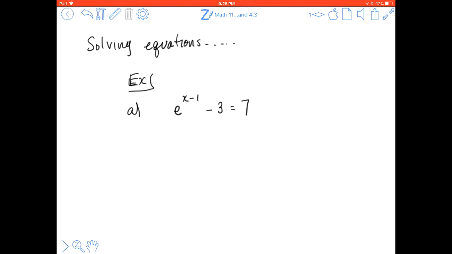So for the first type of equation, an equation that involves an exponential expression, we've got to isolate that exponential term. So e to the x minus 1 needs to be all by itself on the left side of the equation. So I'm going to have to add the 3 over.